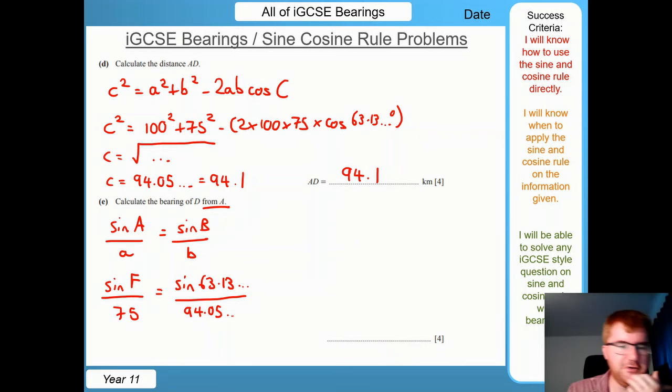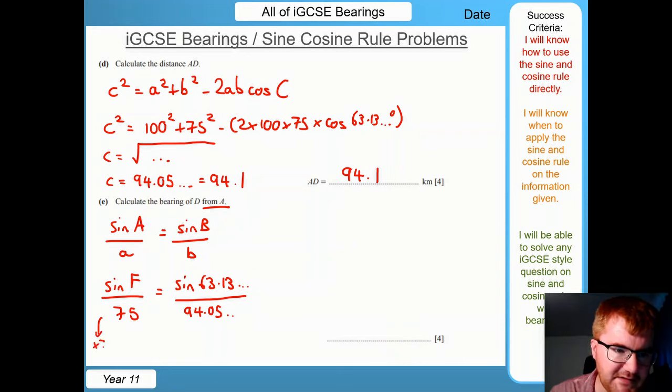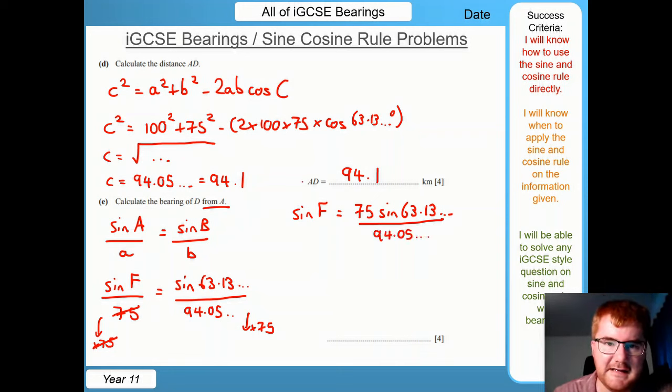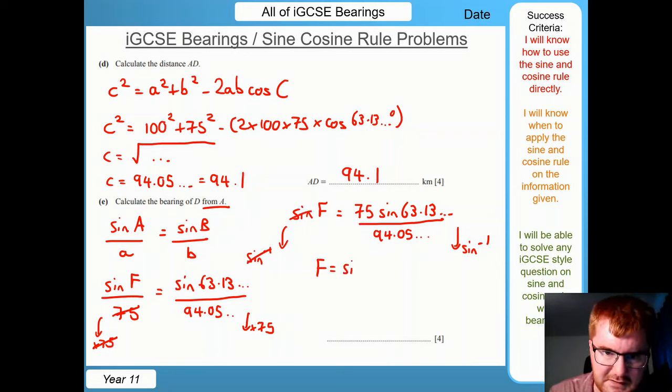The dot dot dot just reminds me to make sure I put plenty of decimal places when I finally work this out. Now the way I tend to do this is get that F on its own. So what's the opposite of dividing by 75? Well, we're going to times by 75 on both sides. If we do that, this cancels, then we get sine F equals 75 sine 63.13 dot dot dot over 94.05 dot dot dot. Before I reach for the calculator, I want to work out F on its own. So what's the opposite of sine? Well, inverse sine on both sides. This cancels. Then we get F is equal to sine inverse, and then I'll put dot, dot, dot for this horrible fraction.